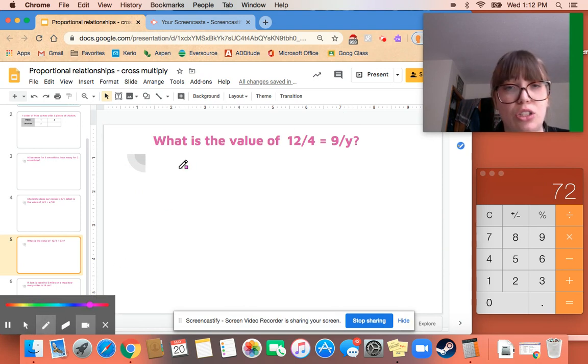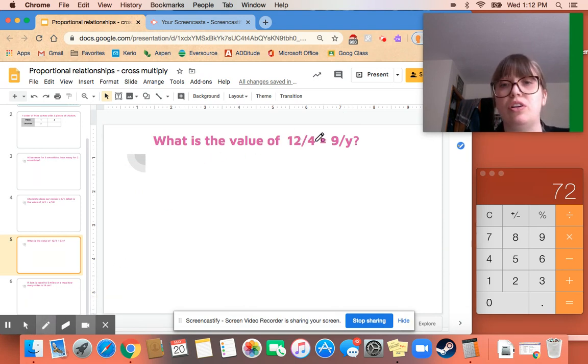All right, let's do, what is the value of 12 over 4 equals 9 over y? So let's just tilt this over. 12 over 4, and this one we didn't get any context. So we don't know if we're talking about bananas or chocolate chips here. Doesn't matter though, we can still use the same work. 12 over 4 is equal to 9 over y.